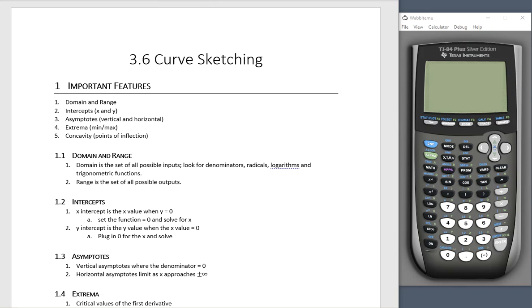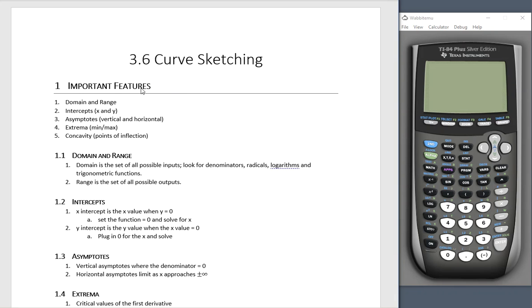3.6 curve sketching. Now, this section is why we don't actually need graphing calculators. You are now going to be human graphing calculators. I don't know why it wanted red all of a sudden, but here we go.